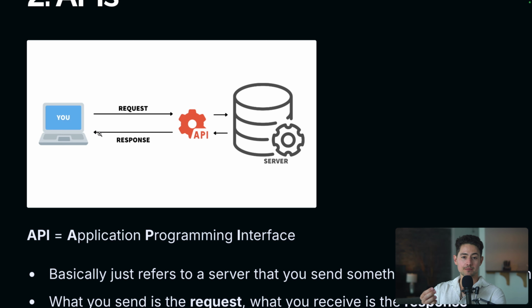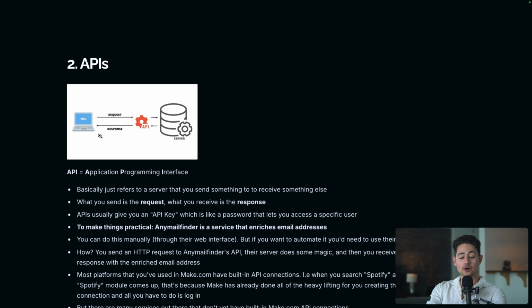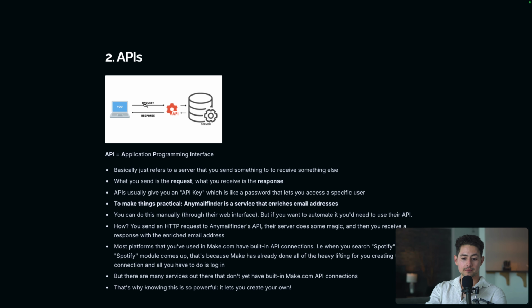Now, because we're using make.com, which is a cloud service, our diagram doesn't actually look like that. Our diagram, instead of the U is like make.com. So, excuse me, any request that you're sending, you're not sending from yourself, you're sending it from make.com, and that's an important distinction. So what does an API actually stand for?